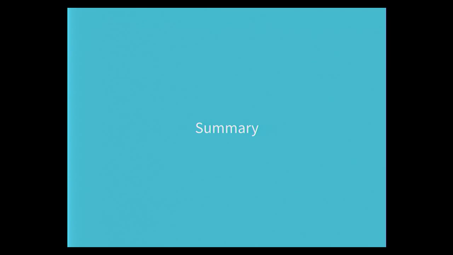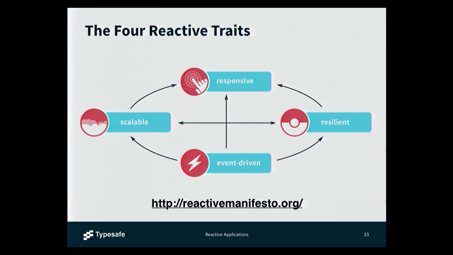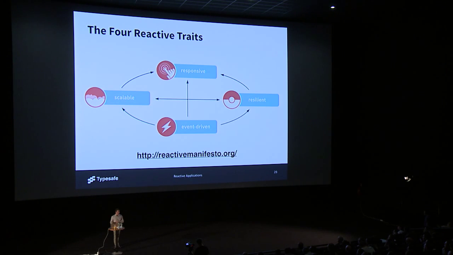This brings me to my summary. We have looked at the four traits of Reactive. The topmost one is to be responsive, to respond to user input within a finite given amount of time. And then the desire to do that under changing load leads to scalability. The desire to do that even when things fail leads to resilience. And all of that was enabled by, or required us to be, asynchronous and event-driven. And that's it. Thank you very much.